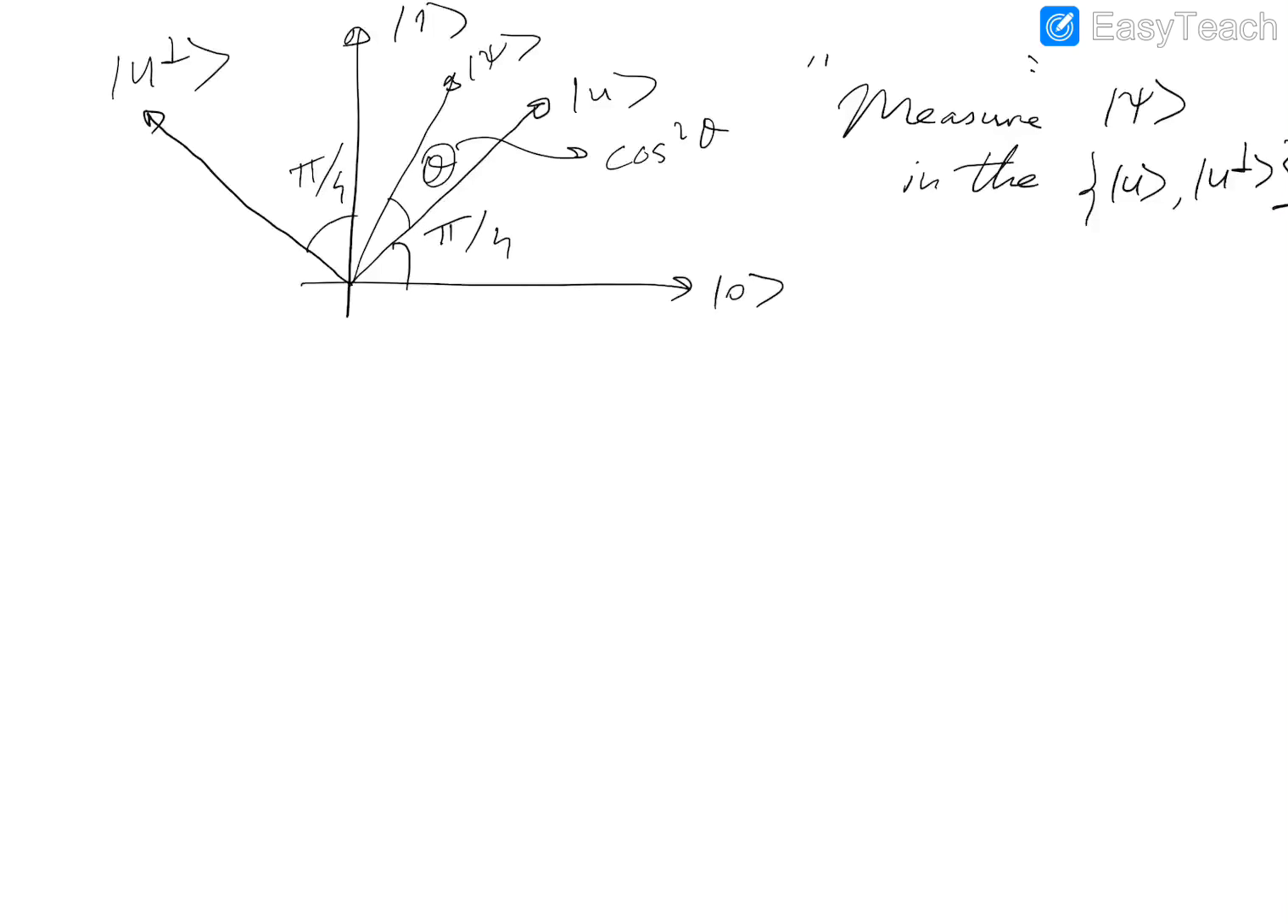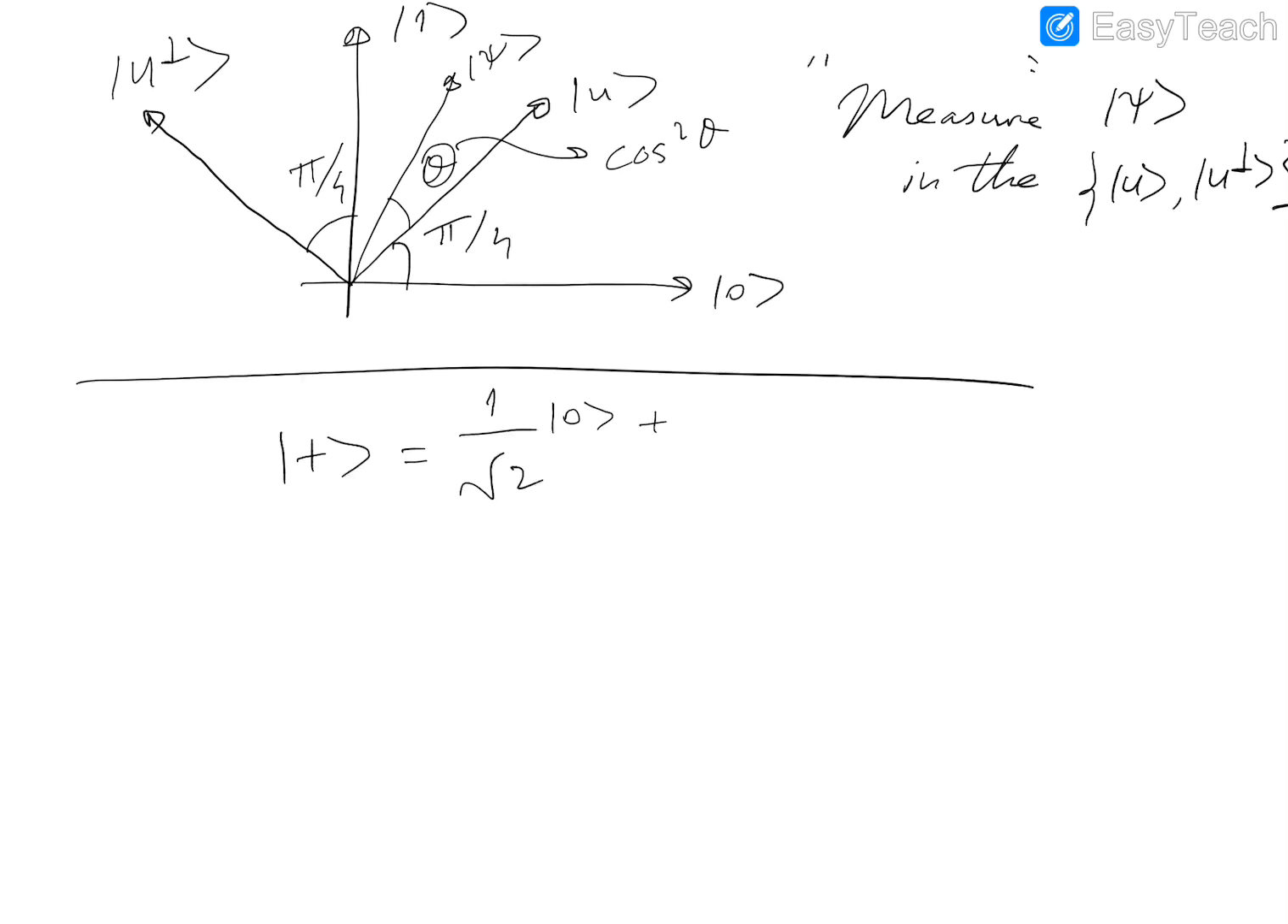Now consider a similar set of bases, which we will call the sign basis. The sign basis consists of two vectors, as usual. Ket plus is 1 over square root 2 ket 0 plus 1 over square root 2 ket 1. And ket minus is defined as the same vector except that we have a negative phase. So we have 1 over square root 2 ket 0 minus 1 over square root 2 ket 1.